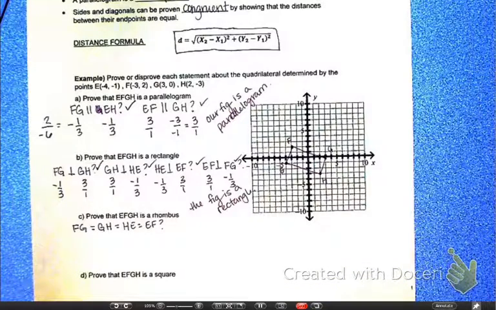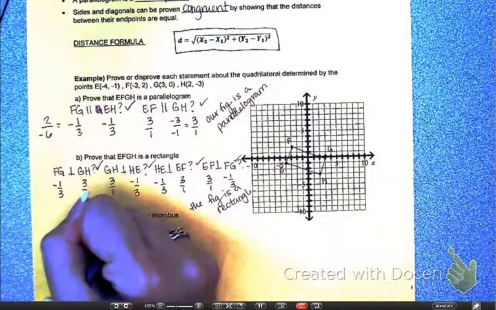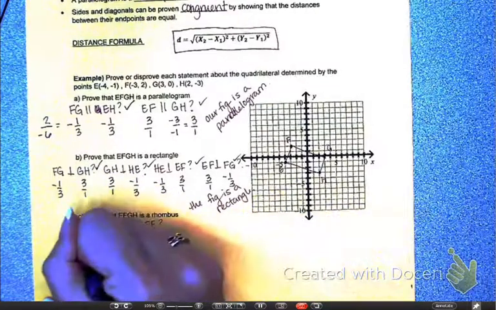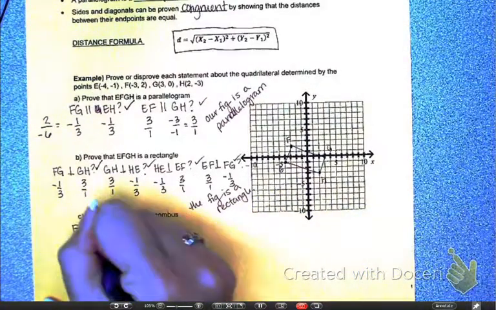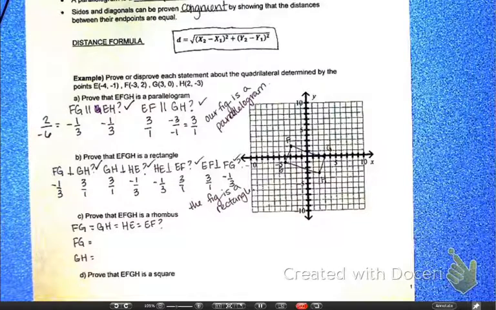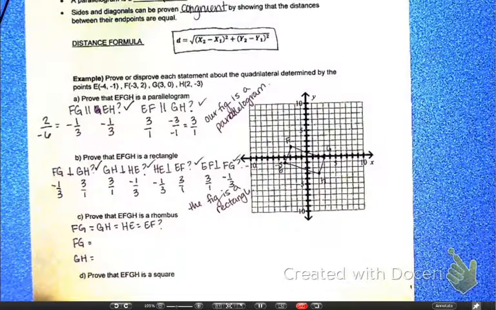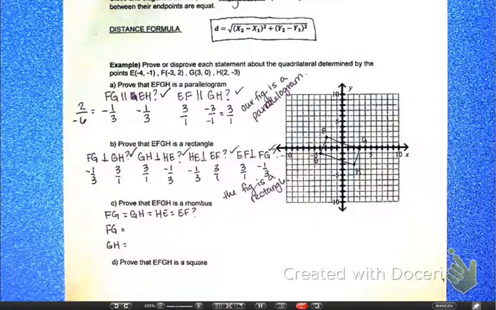So let's start with a side. Let's start with FG, and let's do GH. We have to at least compare two sides, and let's see if their distances are the same. If they are, we're going to keep going. If they're not, we can stop. So I want you to take a second and use the distance formula to find FG and GH. Okay, let's make sure we're on the right track.